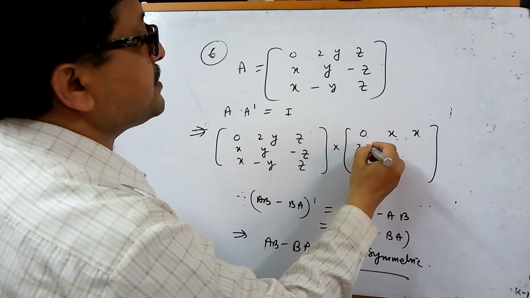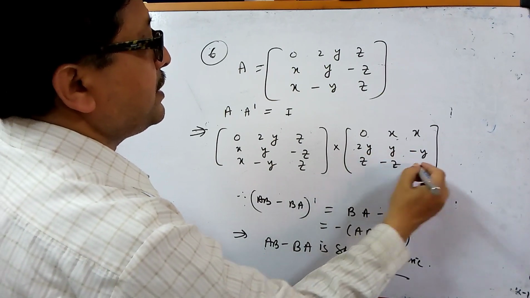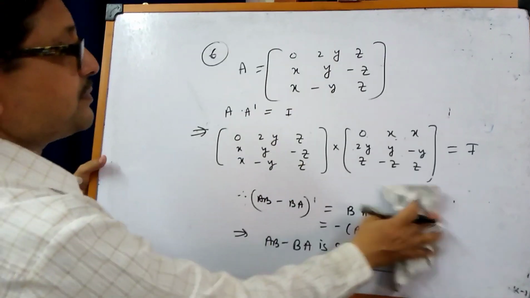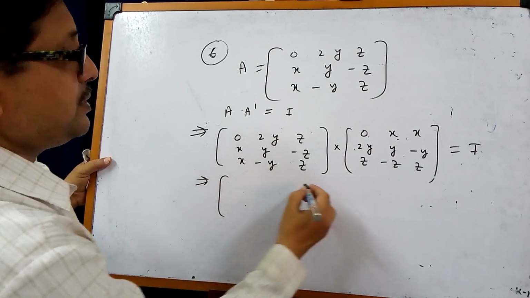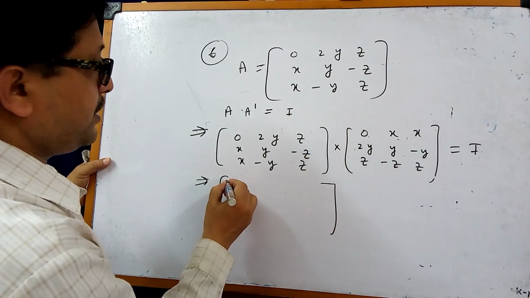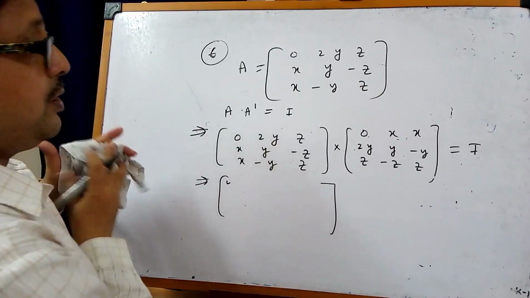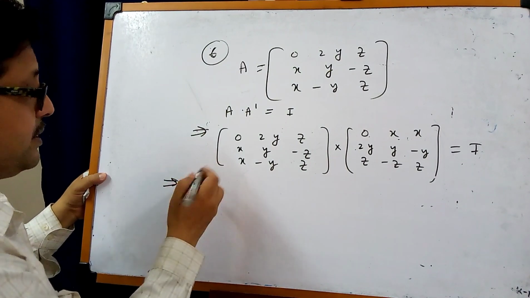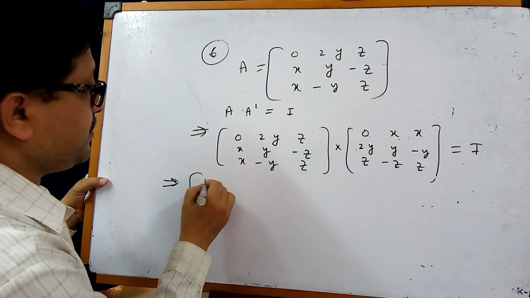You know how to take the transpose? [2y, y, -y; z, -z, z] is equal to I. Multiply these two matrices, again row by column. Multiplication of this by this will be 0 plus, row by column, it gives 4y square plus z square.